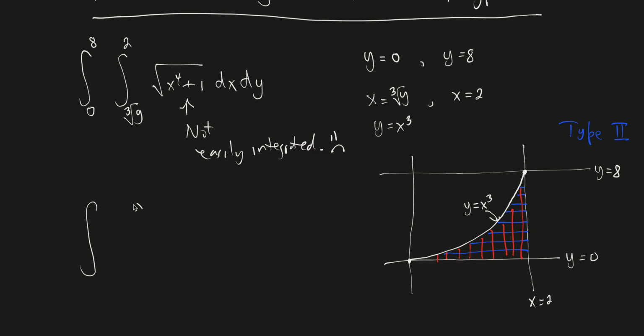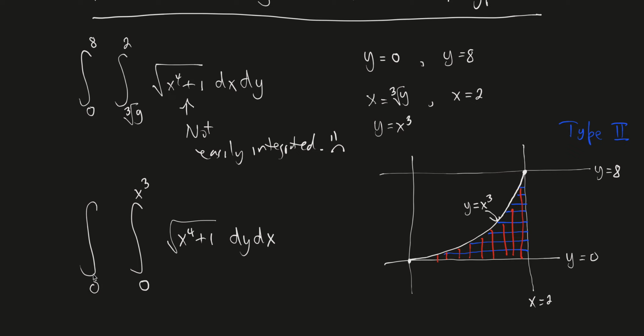Let me write down another double integral that's going to be equivalent to this one, where the function itself won't change, but we get to switch the order of integration. So instead of trying to do dx dy, which is very, very difficult, we're going to do dy dx. So the y limits now: y goes from 0 up to x cubed. So y equals 0, y equals x cubed. And then x now goes from 0 to 2.